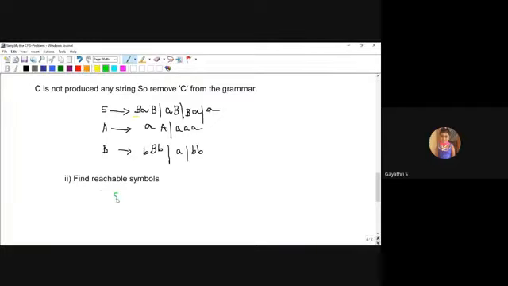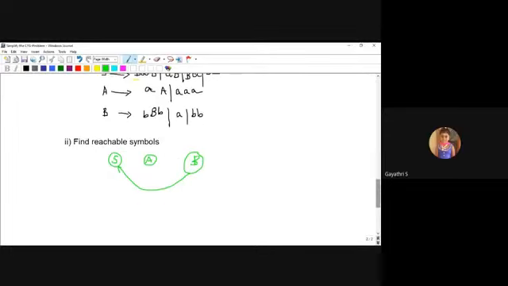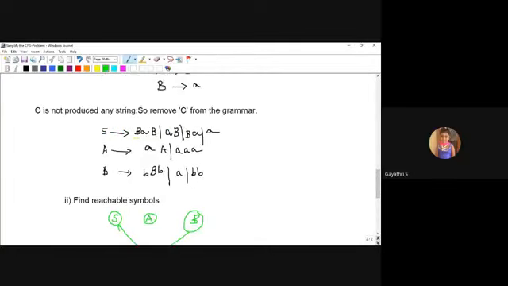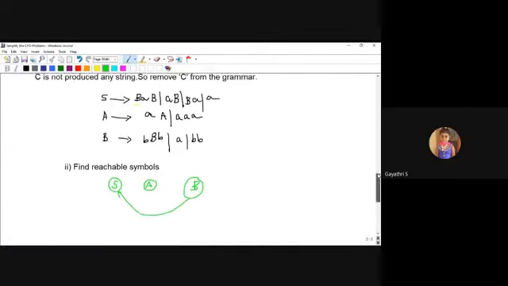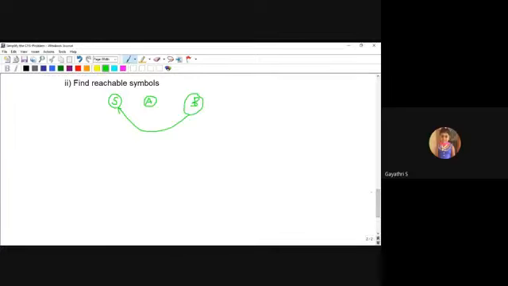See, these are the terminals, and A and B are the non-terminals. S produced B, so from S you can reach B. But from S you cannot reach A, because S does not produce any A productions. So A is not reachable, so we can remove A.